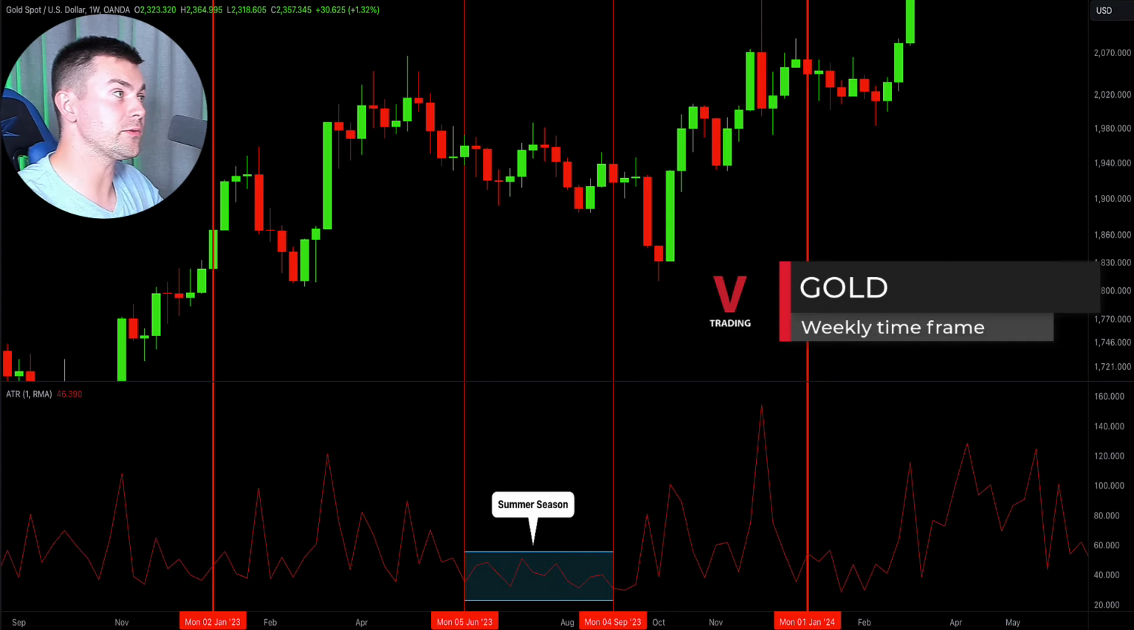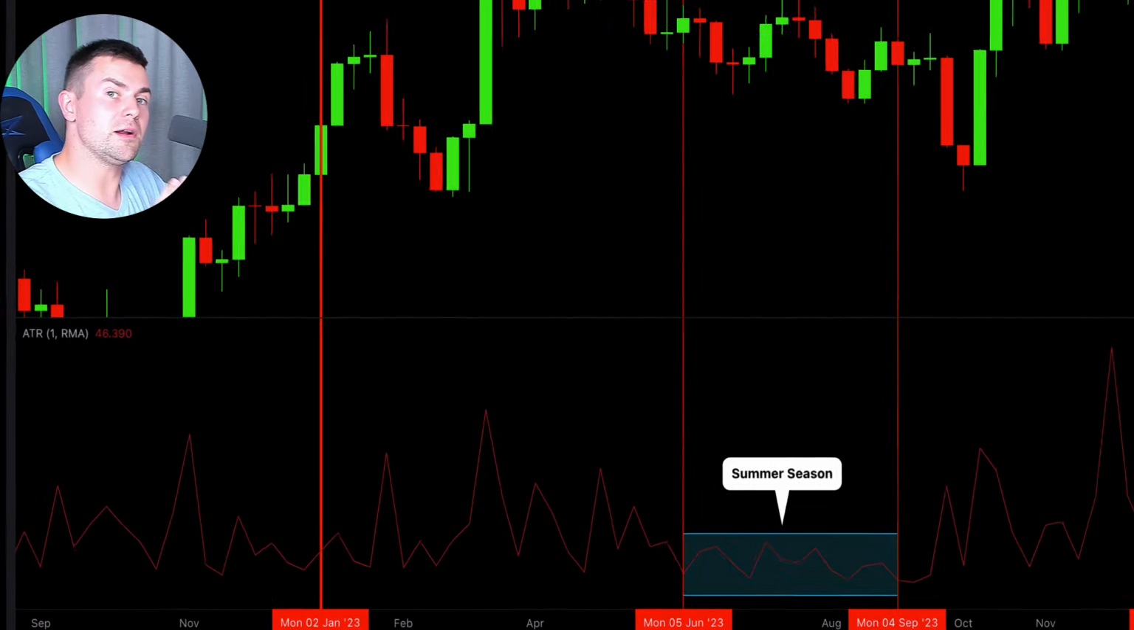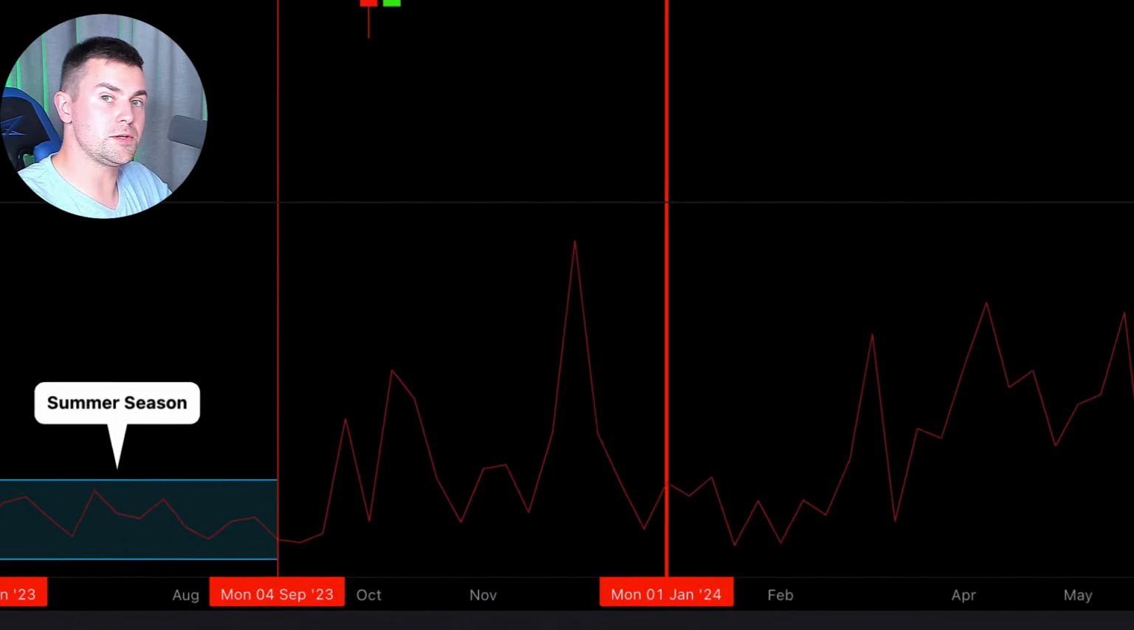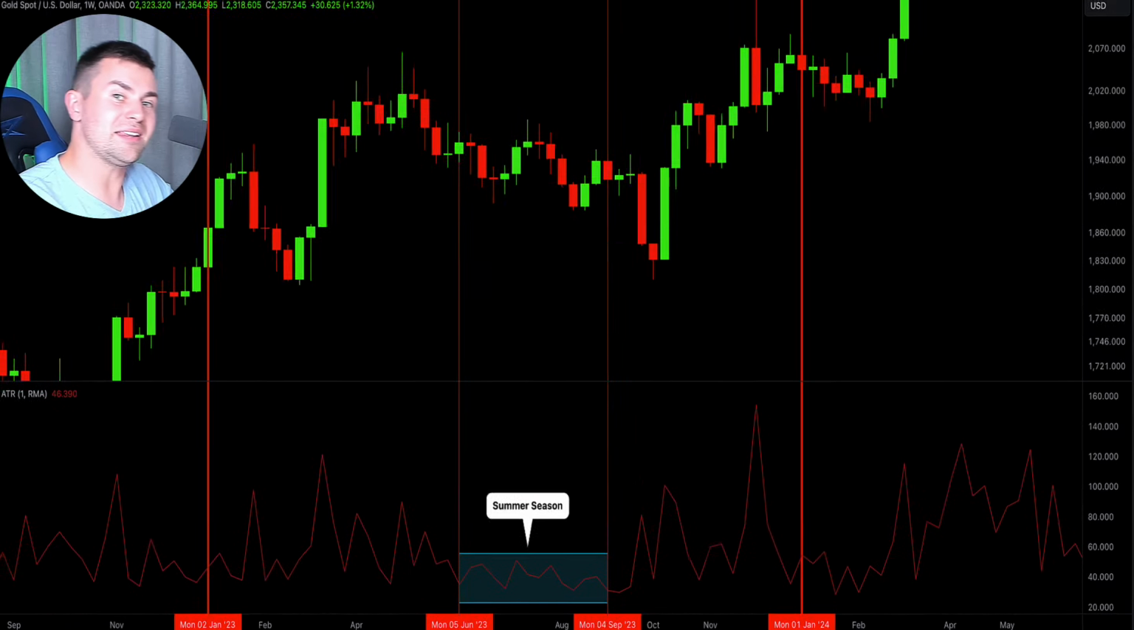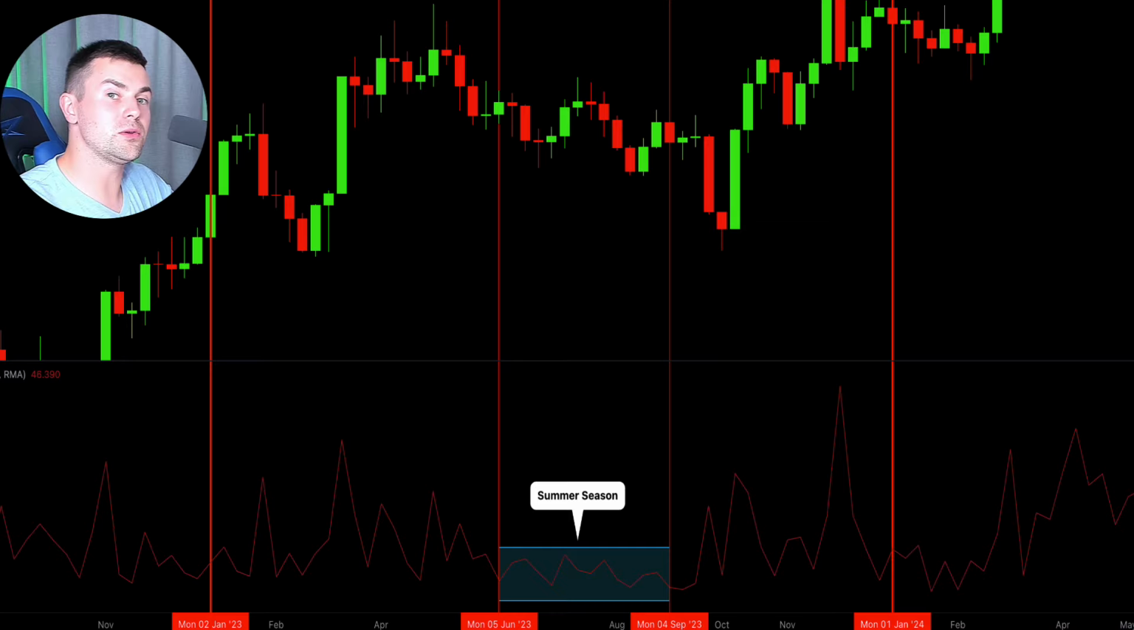Look at this chart. It is a gold chart, weekly time frame, and here I underline the entire year 2023. Also I underline the entire summer season. Also you can see that here I have the Average True Range indicator, the ATR. That indicator measures the market volatility. You can see that according to ATR, the summer period was the slowest for gold, and once summer started, gold became very slow.